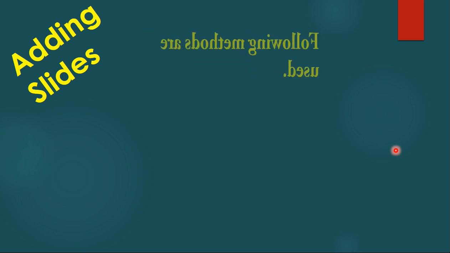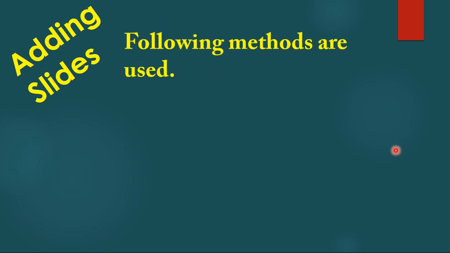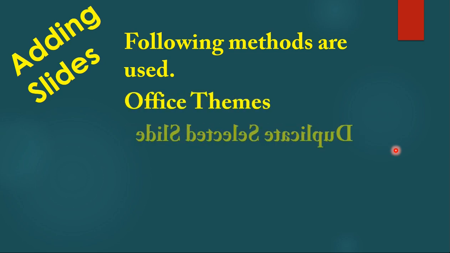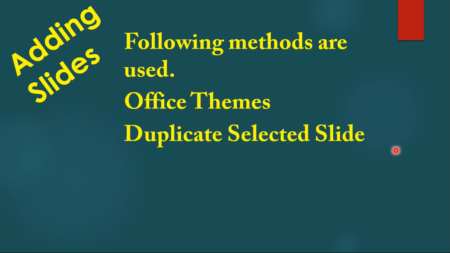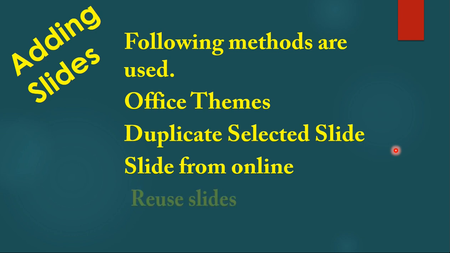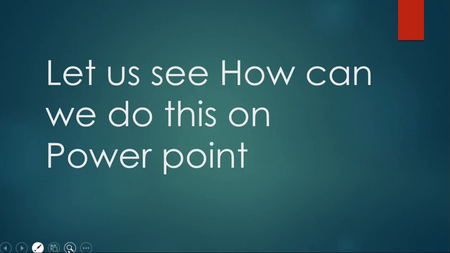There are more than 4 methods we have read so far, or practiced so far in the online classes. The first one is office themes. We can change our slides by office themes. Second thing is duplicate selected slides. Third thing is slides from online, to take a slide from online. And the fourth thing is reuse the already made slides. Let's see how we can make it.